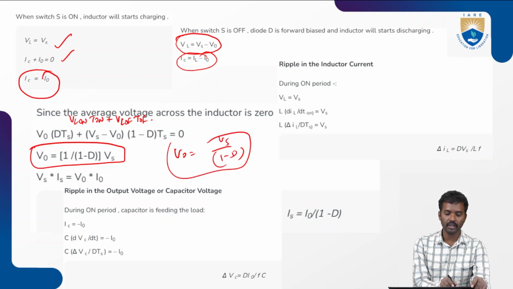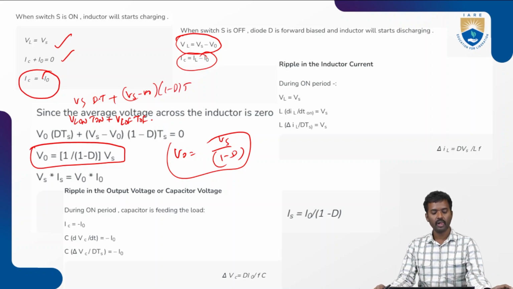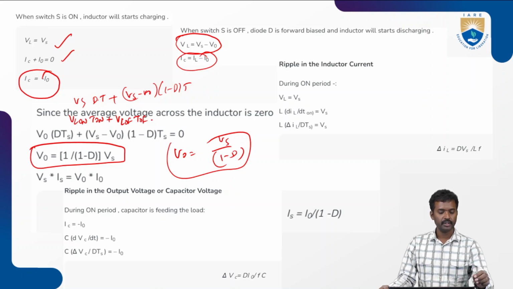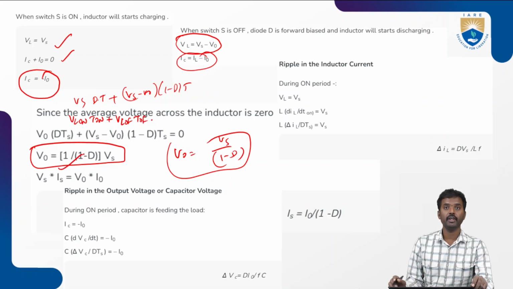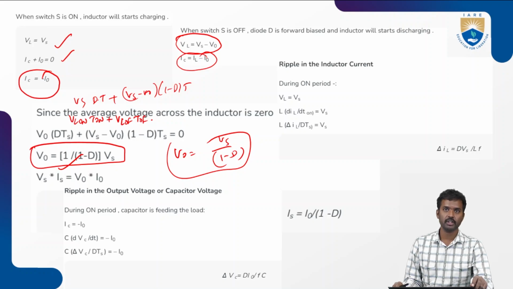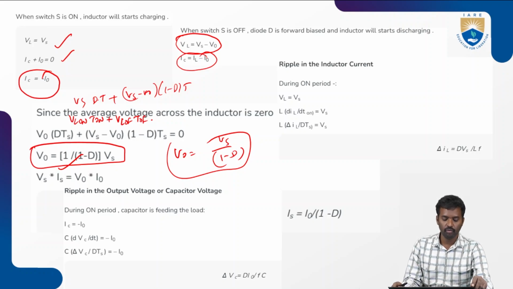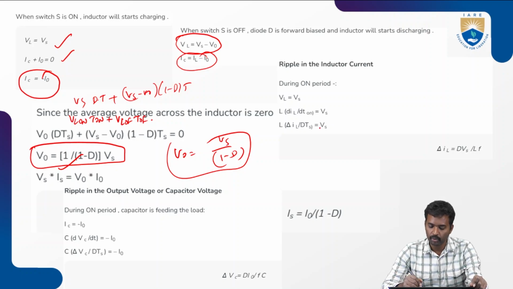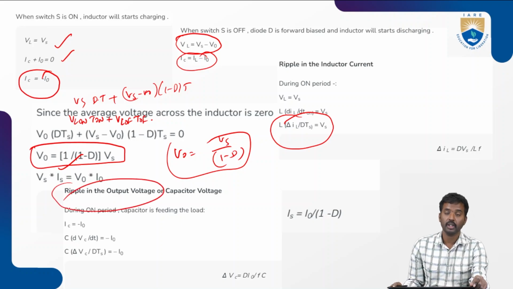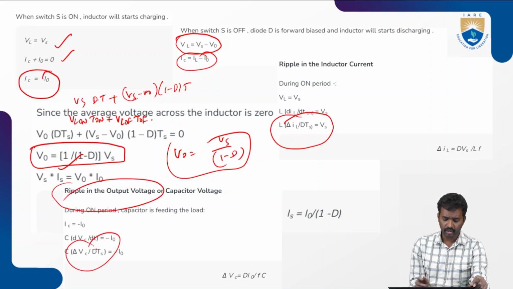So VL on equals Vs, and T on means dt, plus VL off, that is Vs minus V0, into 1 minus D into T. So from this we derived V0 equals 1 by 1 minus D into Vs. Now this is the ripple in the inductor current and ripple in the output voltage of the capacitor. These are the formulas.